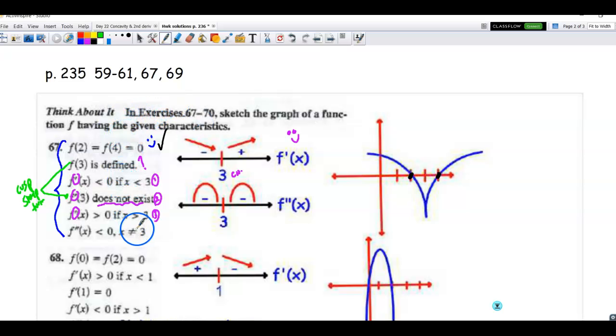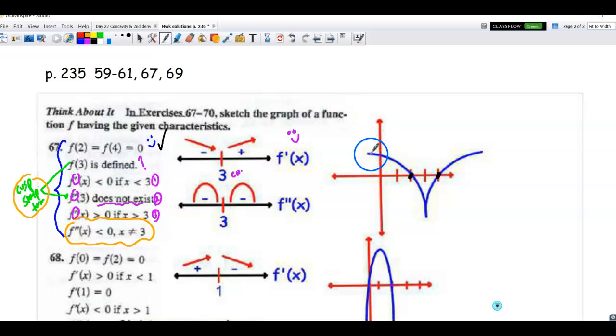And then lastly, I'm going to go to my last statement, which is all about the second derivative. So this says the second derivative is always negative except at 3. So 3 is going to be my possible point of inflection, but it's not going to be a point of inflection because the second derivative is always negative, which means the graph is always concave down. So that reinforces this cusp or sharp turn.